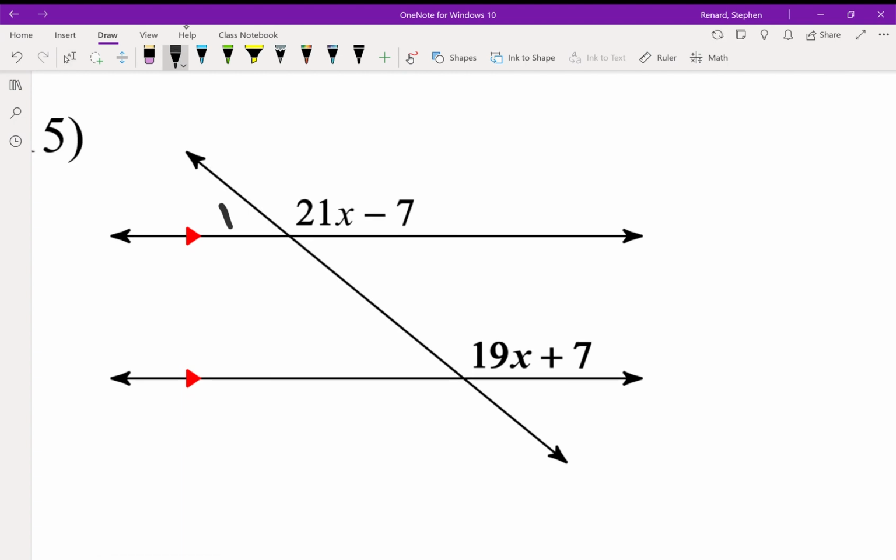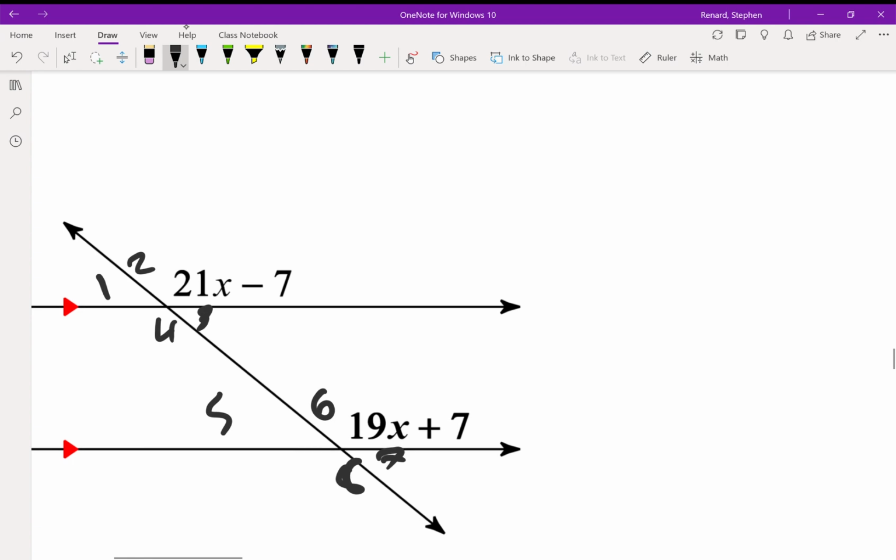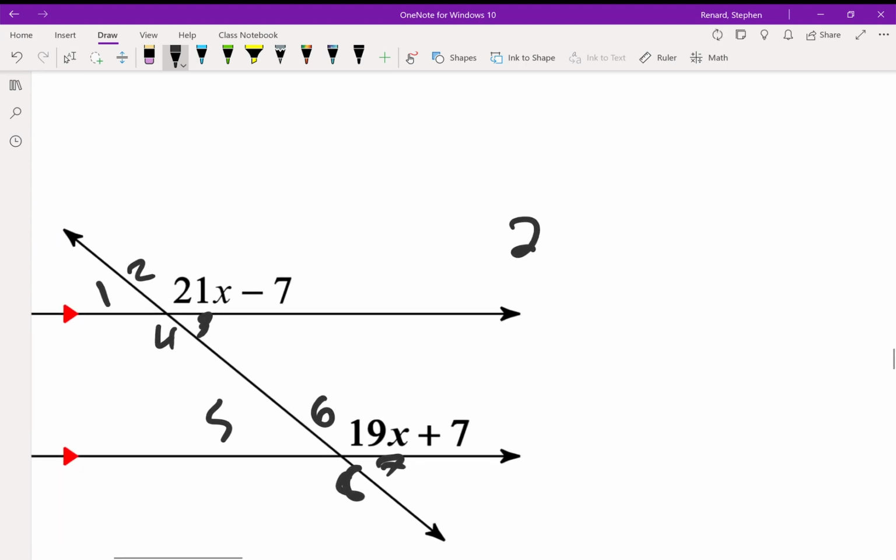Okay, so here we have 1, 2, 3, 4, 5, 6, 7, 8. When we look at 2 and 6 on our cheat sheet, we see that they're corresponding. The corresponding angles, when two parallel lines are crossed by a transversal, corresponding angles are congruent. It's kind of the heart and soul of geometry, that statement right there. We have 21x minus 7. Because they're congruent, it means their measures are equal.